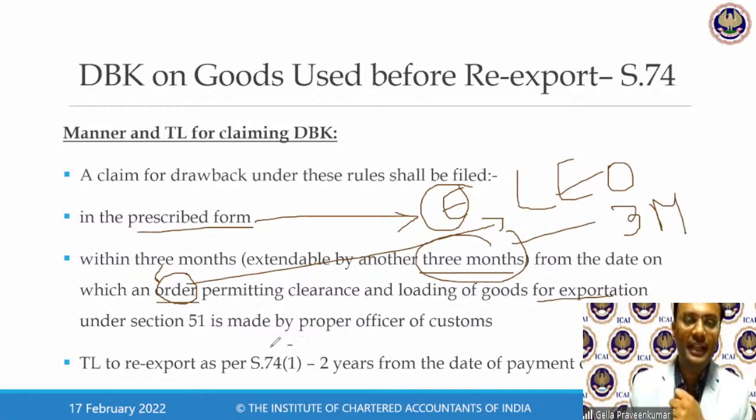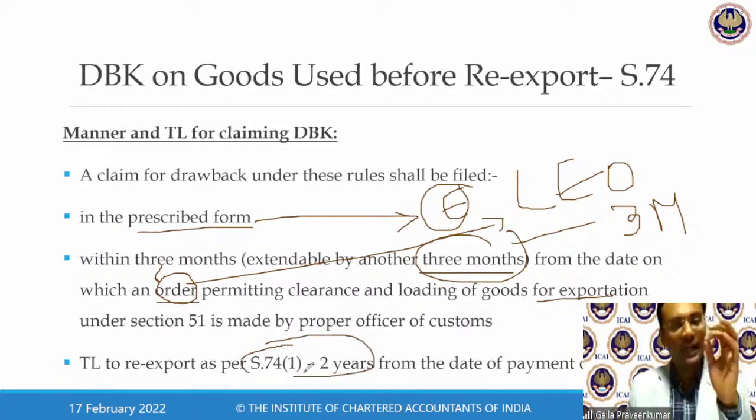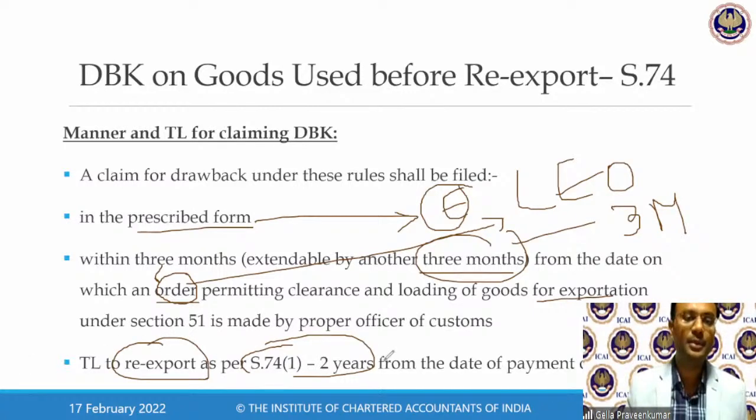Now, I have reiterated here, I have to re-export within 2 years. Once I have exported, within 3 months from there, I have to file my application. So first condition, come for export. How? Within 2 years. Once the officer has given this order, you file your application within 3 months.